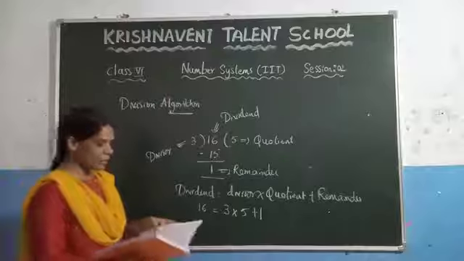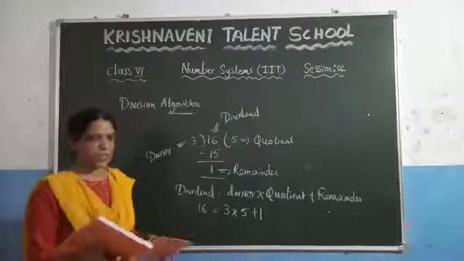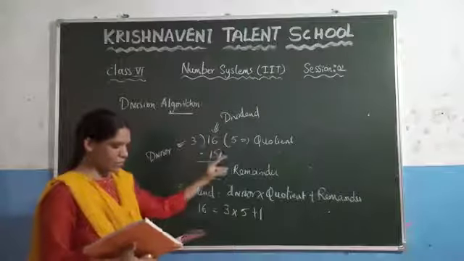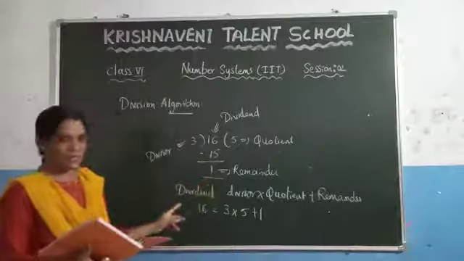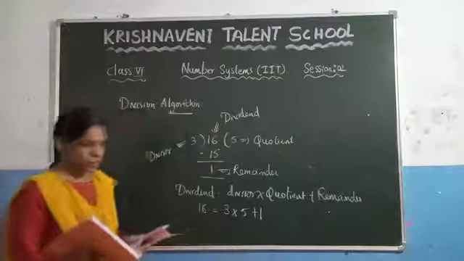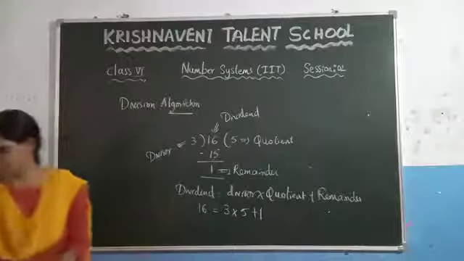Now see what is given in your textbook. In a division sum we have 4 quantities. We already discussed what those quantities are: dividend, divisor, quotient and remainder. What is the relation? Dividend is equal to divisor into quotient plus remainder. This is about the division algorithm. Now see about the divisibility test.